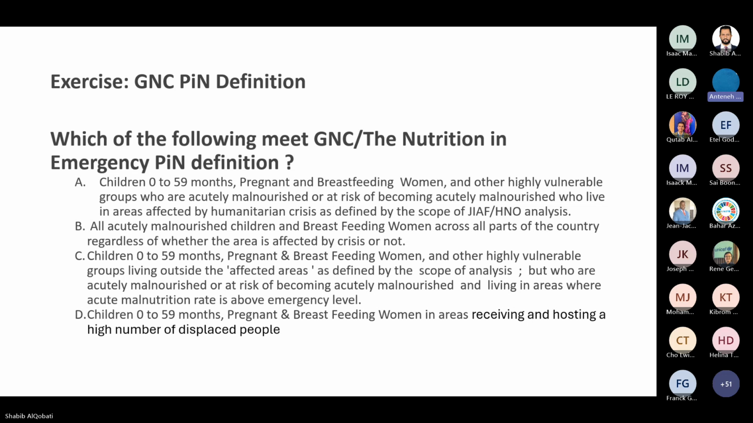I think that's not acceptable, and based on the current GNC GF definition, only the need in high acute malnutrition rate areas plus areas which are designated as affected are considered to be included in the PIN. So A, C, and D are correct. Next slide, please.